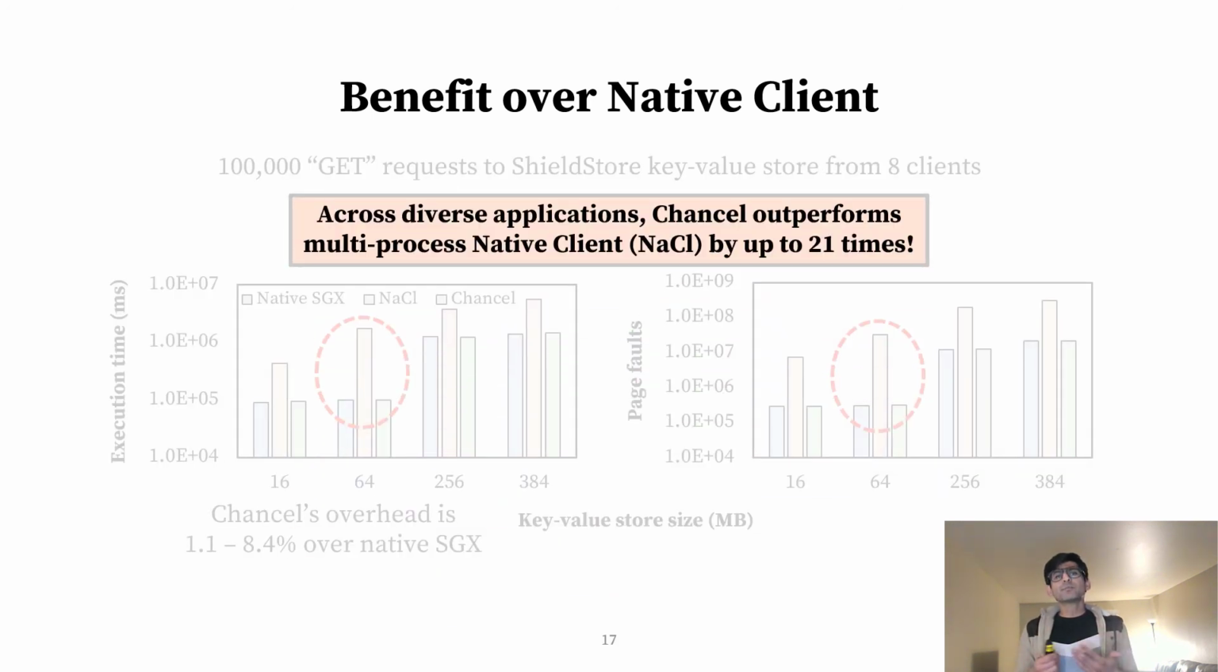So in our paper, we show that across diverse real-world applications with a huge amount of data and a lot of threads, Chancel outperforms the state-of-the-art multi-process Native Client SFI by up to 21 times in real-world programs, and up to more than 50 times in our custom benchmarking experiments. Please refer to the paper for additional details about those experiments.